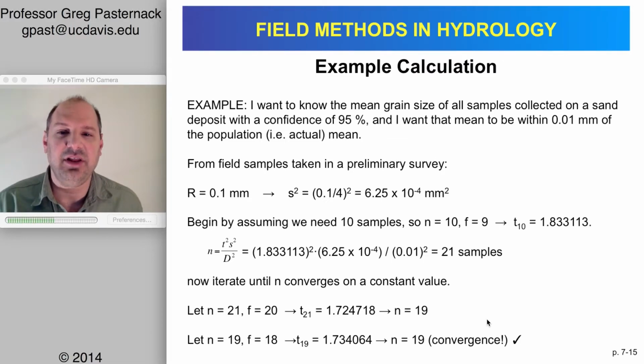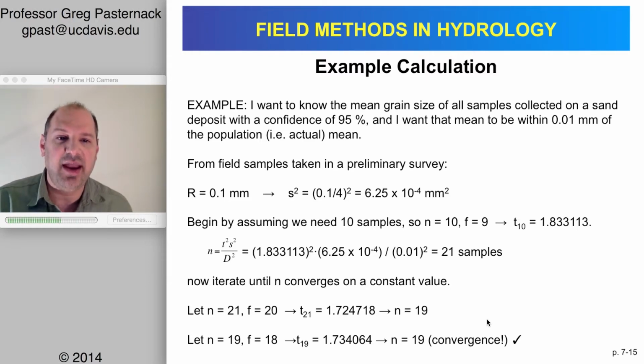Here's an example calculation, and then like I said, I want you to do this with your bulk density data. So let's say I want to know the mean grain size of all samples collected on a sand deposit with a confidence of 95%. And I want to be within 0.01 millimeters of the actual mean of that population. That's a very tight standard, I would say.